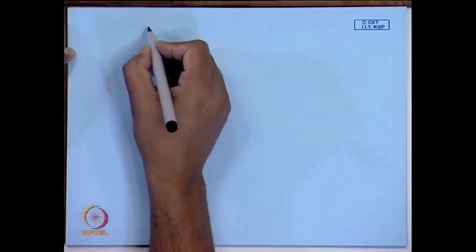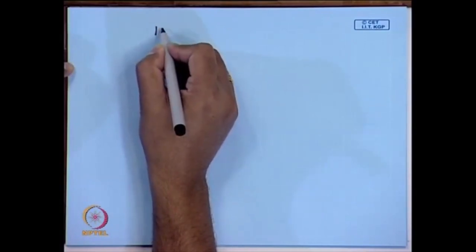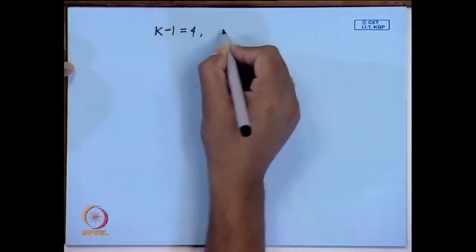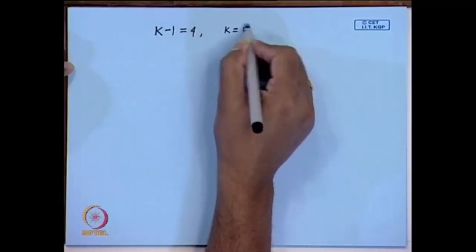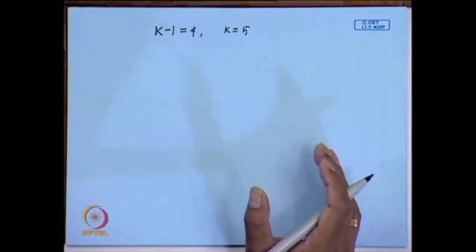Now, usually we denote the number of regressors by k minus 1. So k denotes the number of unknown parameters in the model. If there are k minus 1 regressors, there will be k minus 1 regression coefficients, and there is another unknown parameter, which is the intercept. So in total you will have k unknown parameters.